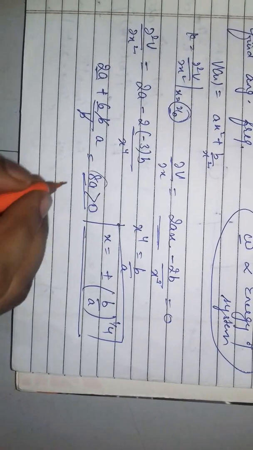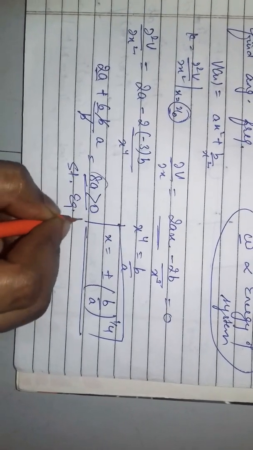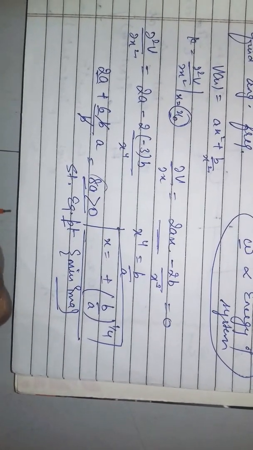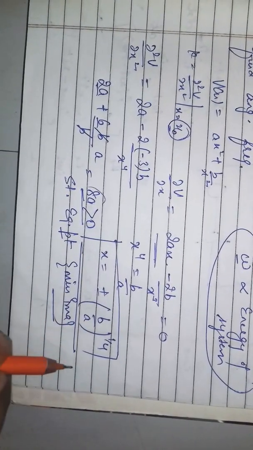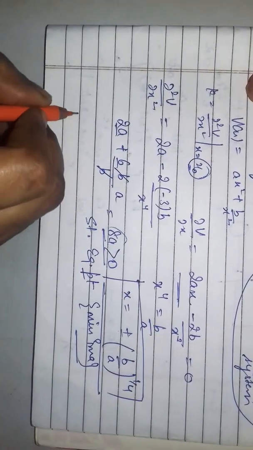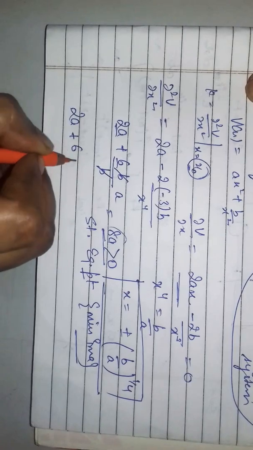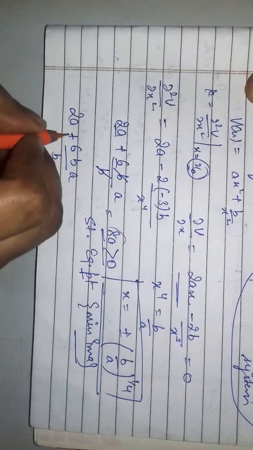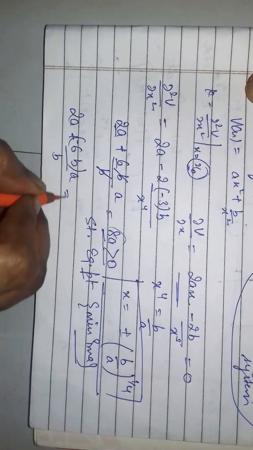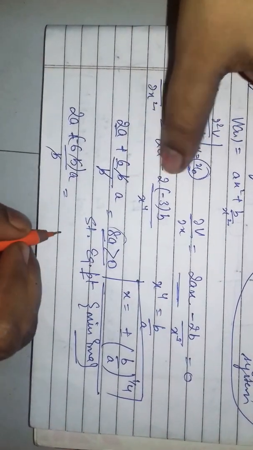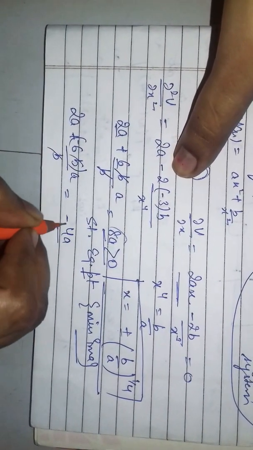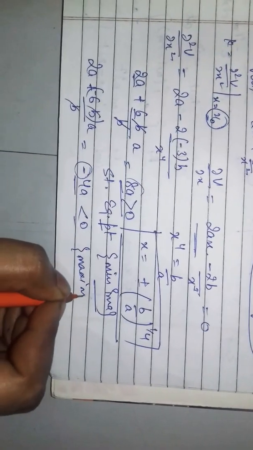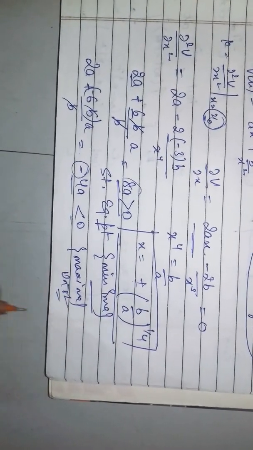So if it is greater than 0 means it denotes your stable equilibrium point. That represents a minima. Understood? And let's check the other also. Minus b by a raised to power 1 by 4. It will come 2a plus 6b upon minus b by a, right? So b to b cancel. This will come here as minus 6a, plus 2a is minus 4a. That is less than 0, denoting a maxima or an unstable equilibrium point, right?